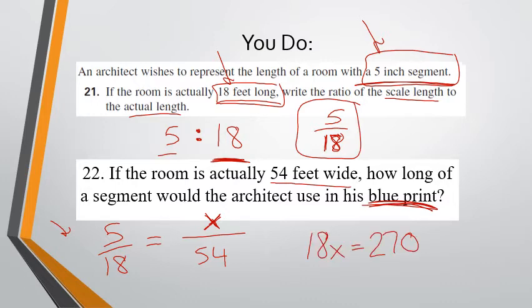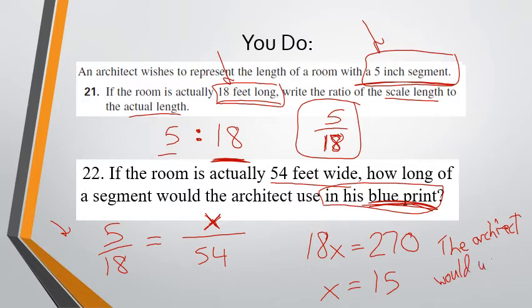So you would end up with 18x equals 270. Divide 18 on both sides. X is 15. So how long would the segment the architect use in their blueprint? It would be 15 inches. So the architect, you need to write it out, right? Would use 15 inches in his blueprint.